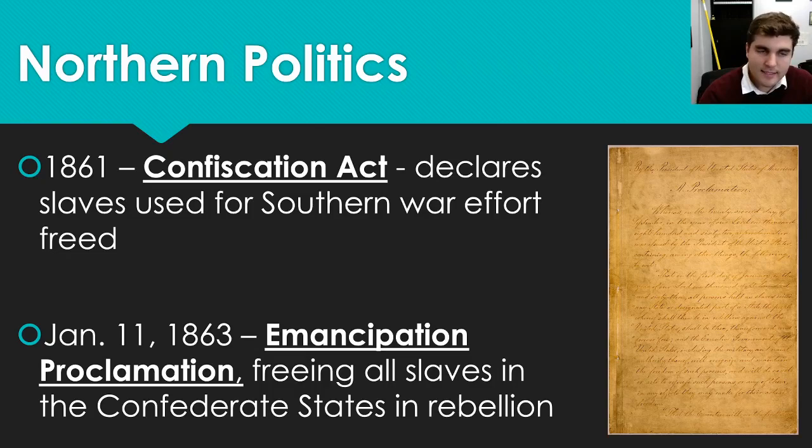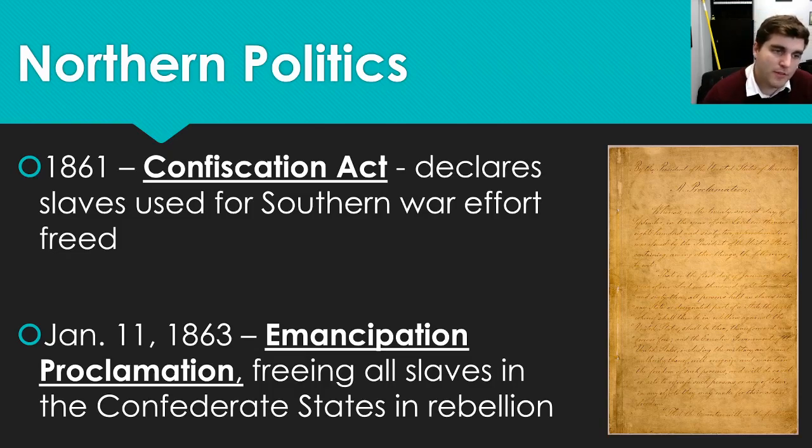In 1861, he issued the Confiscation Act, which declared slaves used for the Southern war effort to be free. Again, this is still toeing the line between whether or not a slave is an individual person or property. And the Confiscation Act relies on the idea that slaves are property, and that because they are property used in rebellion against the United States, they can be confiscated by the United States.